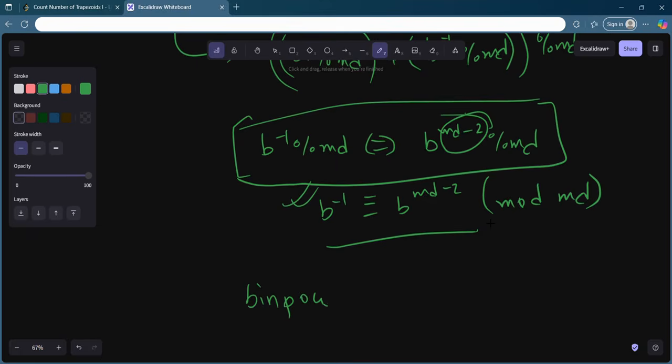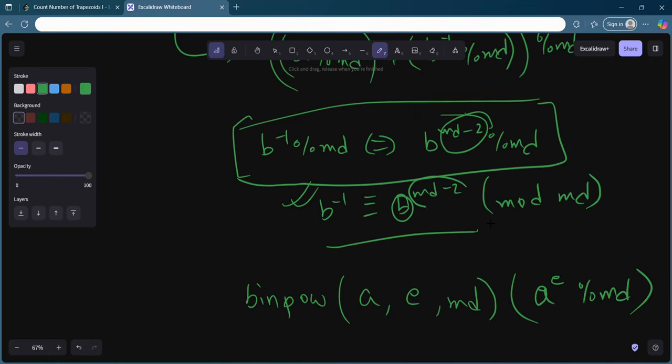Okay, so I will write another function, binary exponentiation, bin pow, which will take a and e, and mod, and it will calculate a power e whole mod, right? And see, you need a power e here, where a is b and e is mod minus 2.